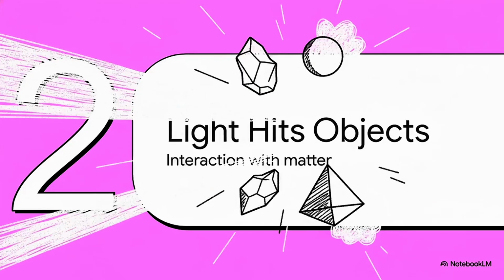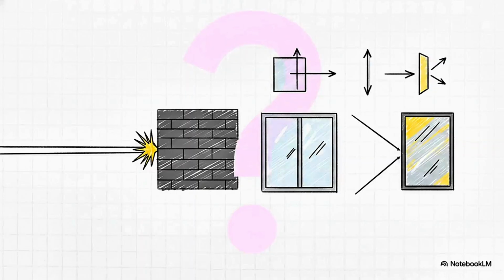Which brings us to Section 2, when light hits objects. Picture this. Our straight-line laser beam is cruising steadily across the room. But what exactly happens when it hits a solid wall, or a window, or a mirror? It obviously can't just keep going on its original path. Well, the universe basically gives light a few specific options when it encounters an obstacle.